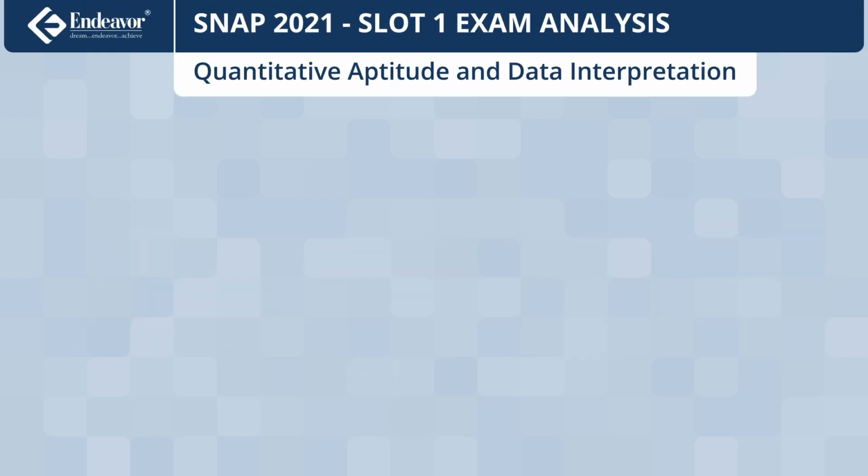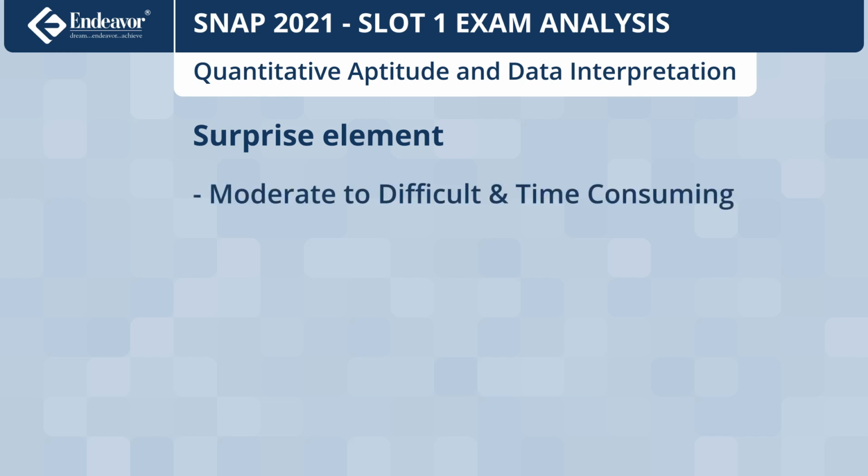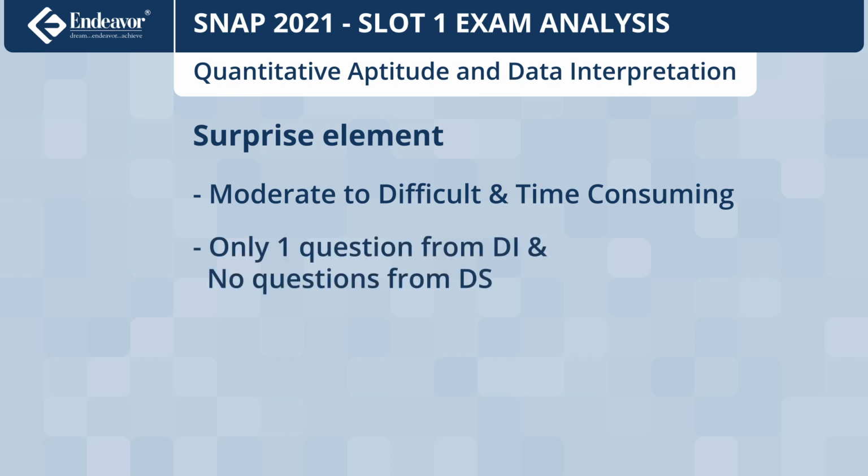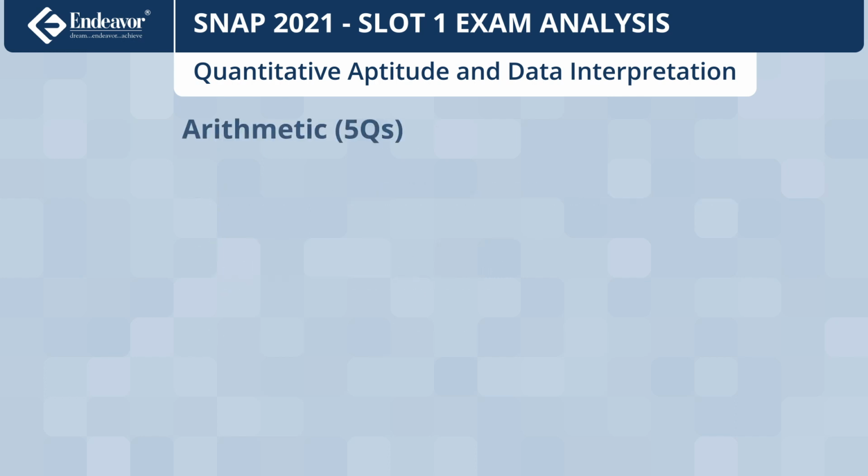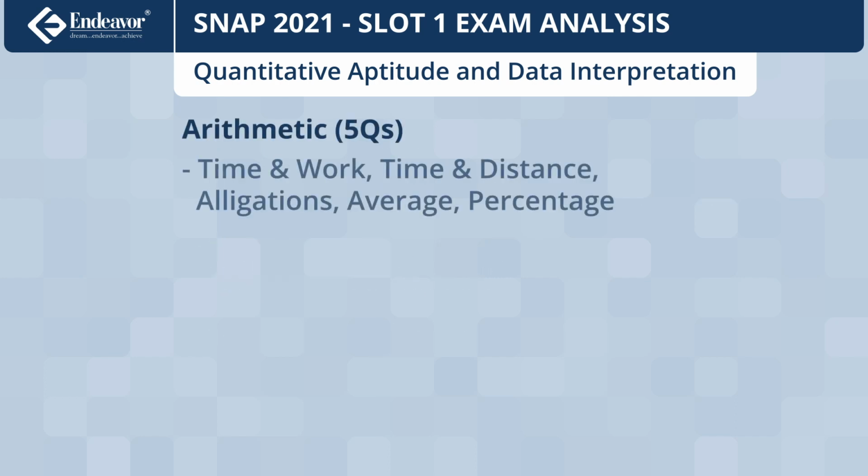Let us now look at QA and DI. This section turned out to be a surprise factor for students owing to a few reasons. First, the section was moderate to difficult and time-consuming if one goes by SNAP standards. Secondly, there was only 1 question from DI, while data sufficiency was completely absent from the paper. Third, unlike earlier editions of SNAP and all other major entrance exams, the weightage on the arithmetic part was relatively low. There were 5 questions from arithmetic involving questions on time and work, time and distance, allegations, average, and percentage.